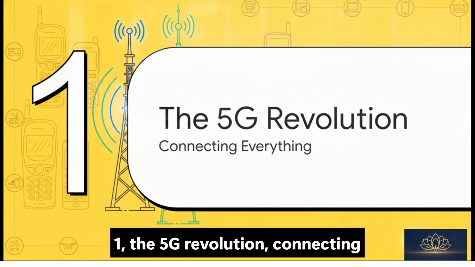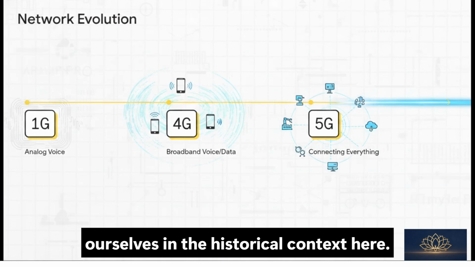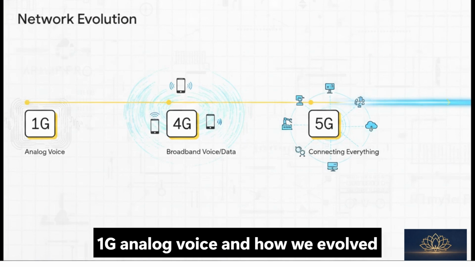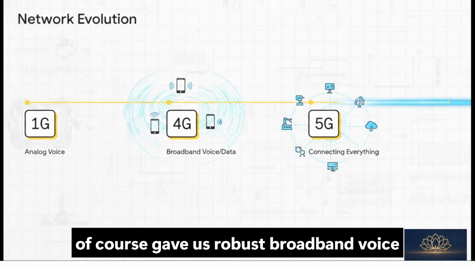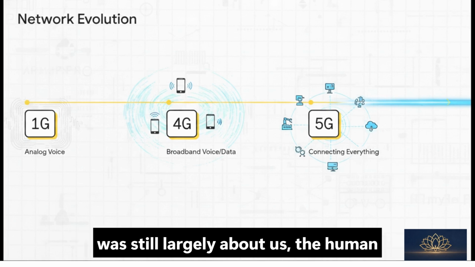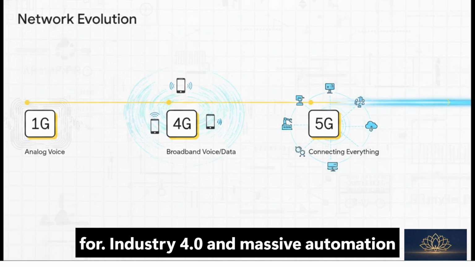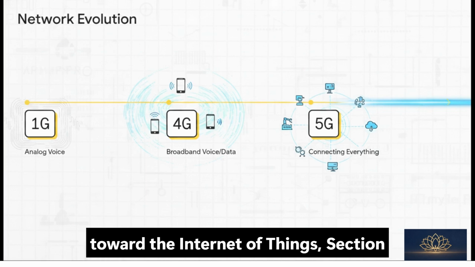Let's jump right into Section 1, the 5G revolution, connecting everything. It's really helpful to ground ourselves in the historical context here. Think about where we started with basic 1G analog voice and how we evolved all the way through to 4G, which, of course, gave us robust broadband voice and data. But here's the thing. 4G was still largely about us, the human users. 5G acts as the digital backbone for Industry 4.0 and massive automation. We are shifting the focus entirely toward the Internet of Things.